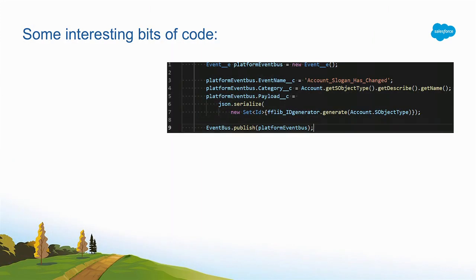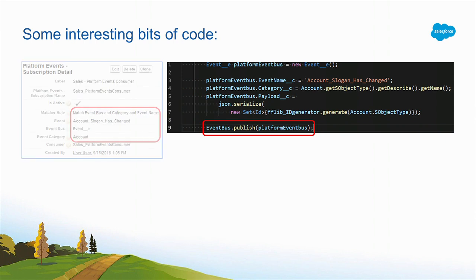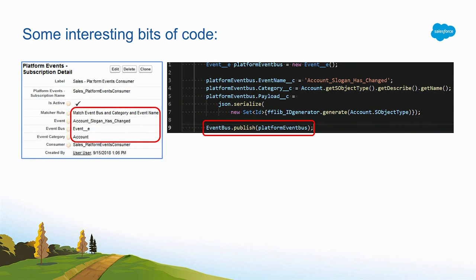All right, a few interesting bits of code here. This here is the trigger in the accounts class, where you can basically see that it's creating the event message. And here's a little bit of example of the custom metadata that we had, where we have the matcher rule. It's saying, I want anything that has to do with the event bus, the category, and the event name. If those all match, send me the information. There's the event name. There's the event bus.